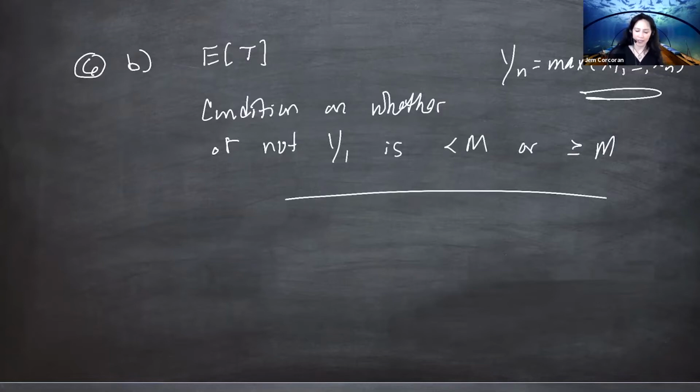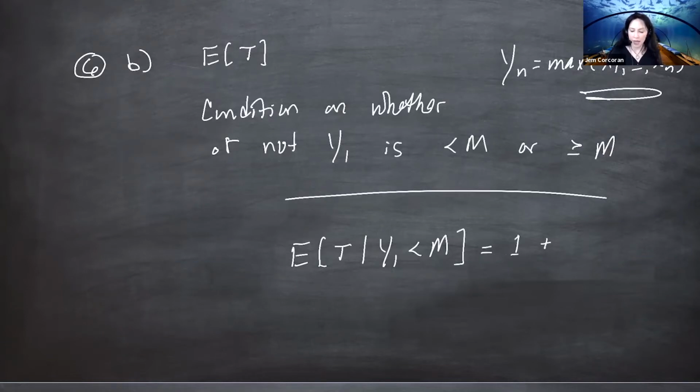And let me do one of them. So what's the expected value of t given that y1 is less than m? t is going to be the first time we see the y process greater than m. So if y1 is less than m, then we take one step because it didn't happen, and then we want the expected value of t all over again, like we're starting over.